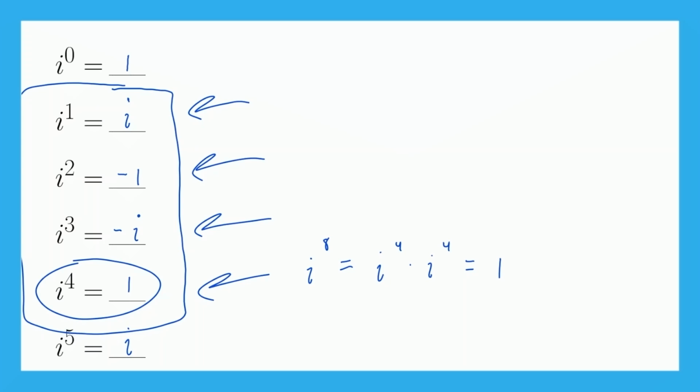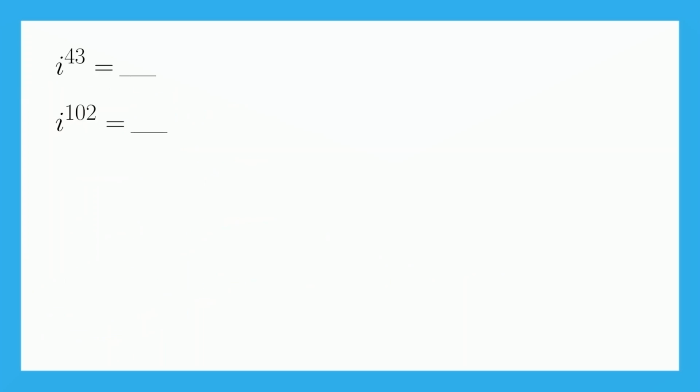So what do you see happening here? If we have i to the power of 12, because 12 is a multiple of 4, that will also be 1. i to the 16th is 1. i to the 20th is 1. i to the 24th is 1. i to the power of any multiple of 4 is 1. So now let's think about what we could do if we have a huge exponent. We'll start with i to the power of 43. So in this number 43, we need to find the biggest number in 43 that is a multiple of 4.